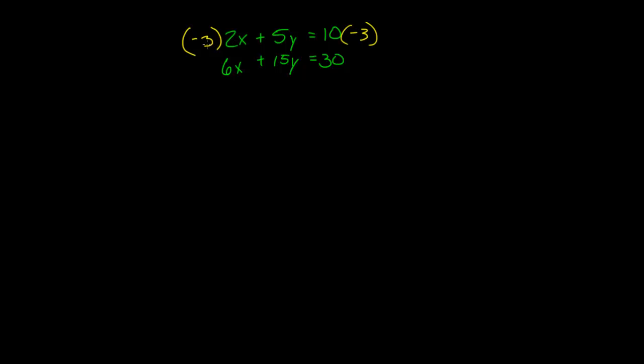2 times negative 3, negative 6. Keep our x. Negative 3 times 5, negative 15. Leave our y. And negative 3 times 10 equals negative 30. Okay, by now, hopefully you've already caught what is about to happen. What is about to happen?